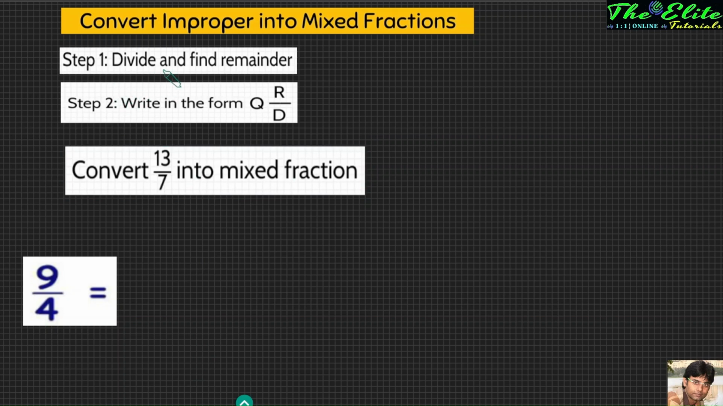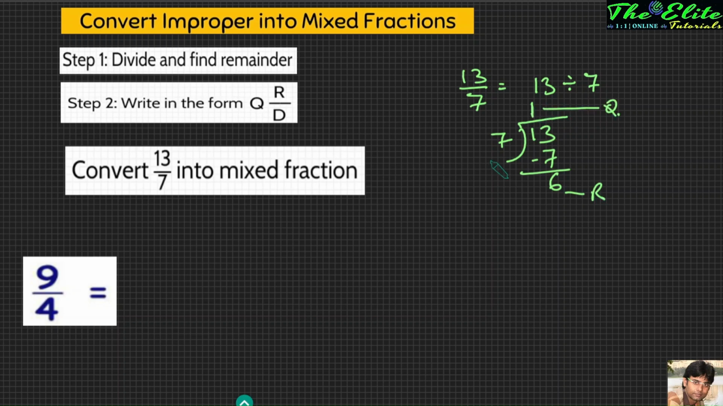The rule is given: divide and find the remainder. A fraction is also a kind of division where the numerator is the dividend and the denominator is the divisor. So 13 over 7 can be written as 13 divided by 7. We divide the numerator by the denominator and see what quotient comes up. 1 is the quotient, 7 times 1 is 7, and if you subtract you get 6 as the remainder. So this is your remainder, this 1 is your quotient, and this is your divisor.